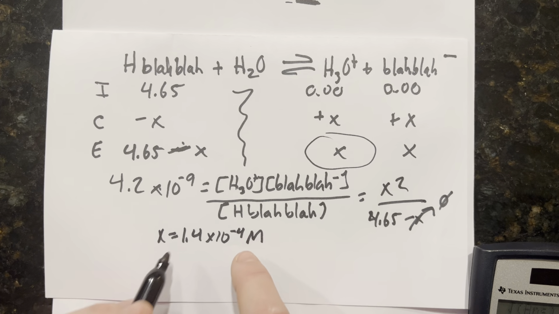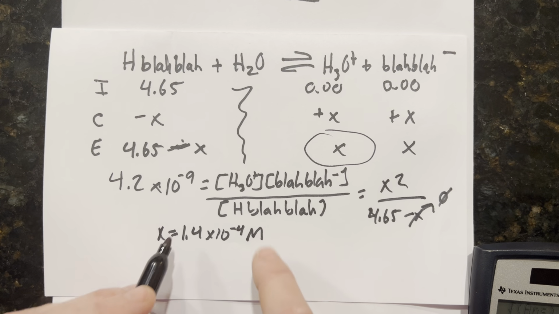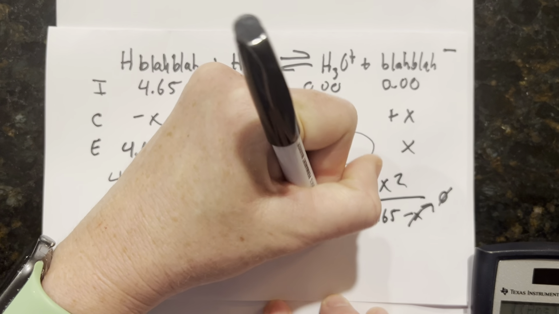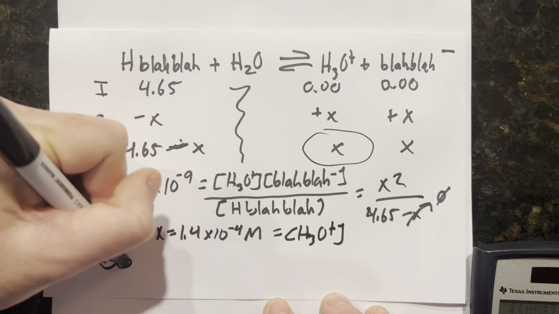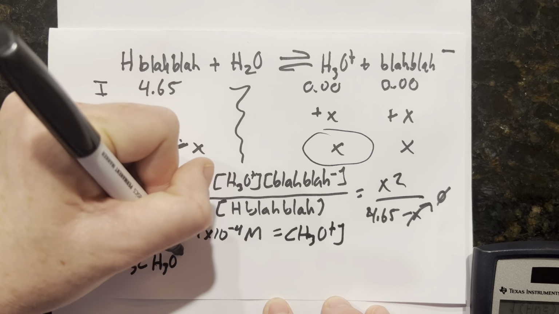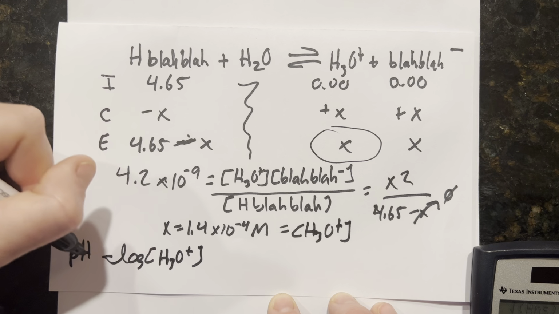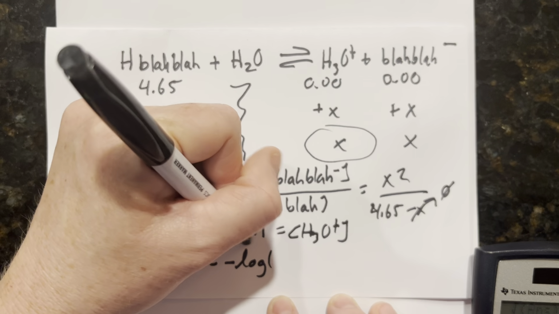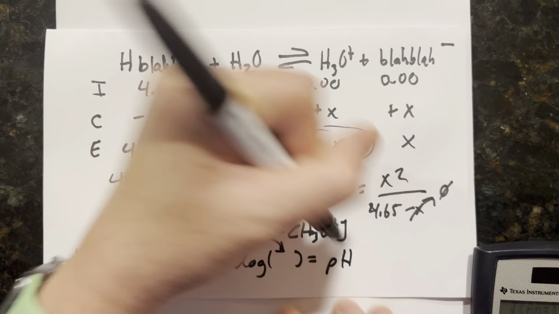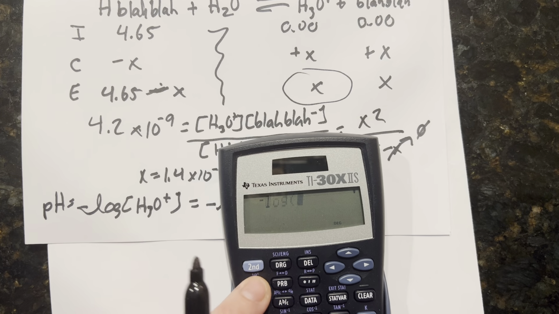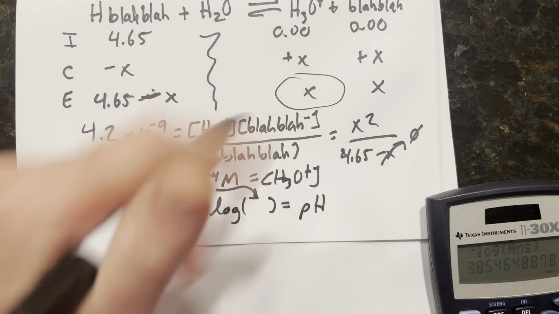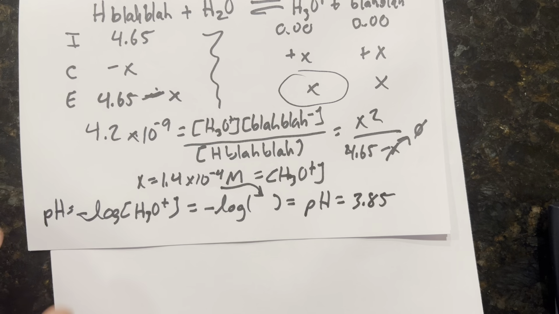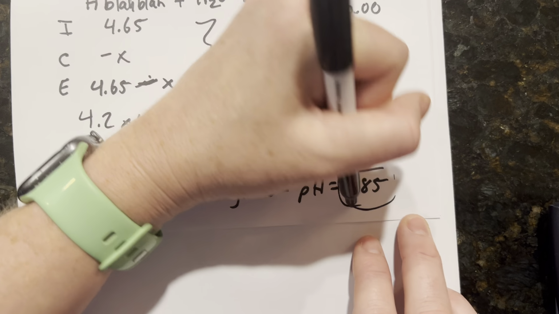Okay, so this is our X, and remember, X is our concentration. So this also equals our concentration of H3O plus. We know that the negative log of H3O plus equals the pH. In other words, the negative log of our answer will be the pH. So I'm just going to say negative log of that answer is 3.85. And remember, we know for a weak acid it's generally somewhere between 3 and 5. And so we might have even been able to guess that depending on what the answer choices were.